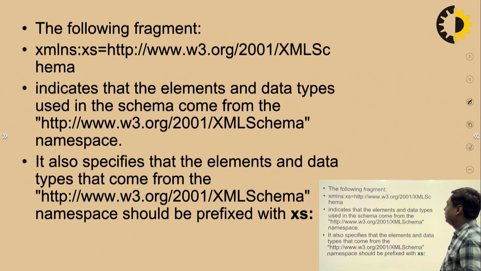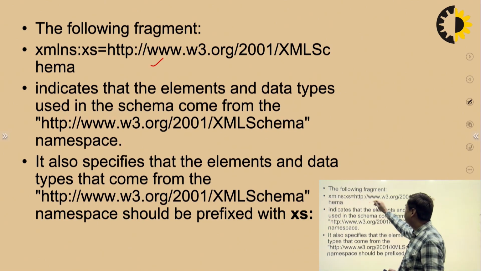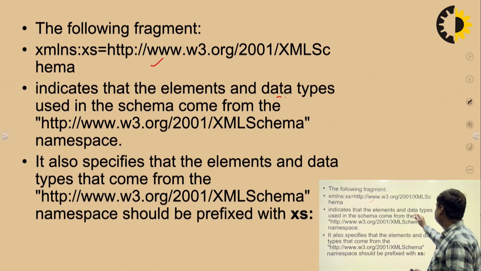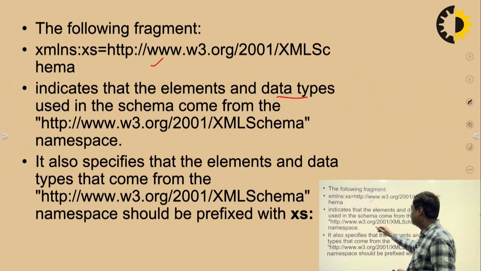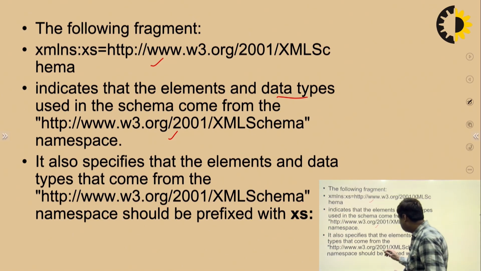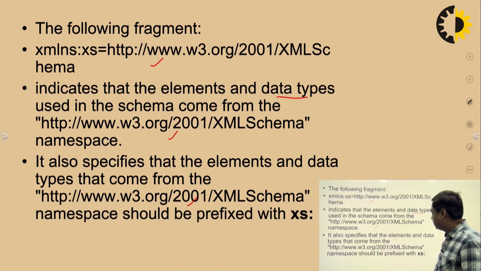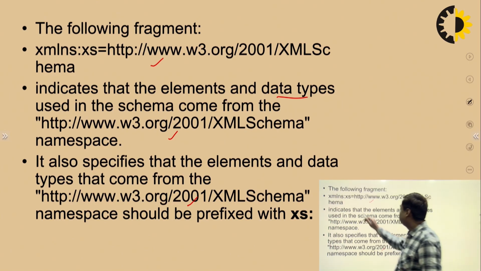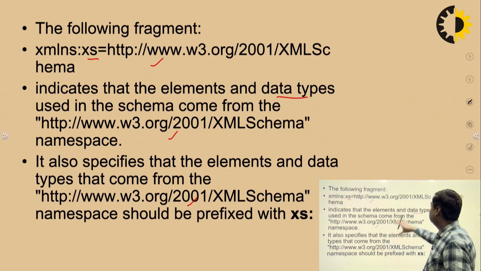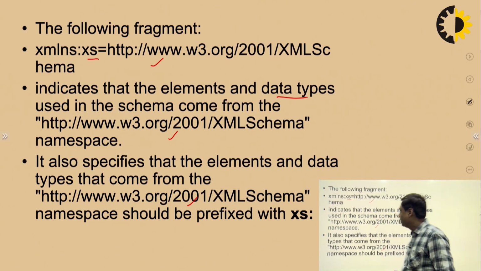A little bit of explanation. XML NS defines the namespace reference string. It indicates that the elements and data types used in the schema come from this reference namespace. So whenever you are referring to elements and data from this reference string, you have to prefix something. Here we have prefixed xs. You can give any other name. So any element and data coming from this reference will be referred to by the string xs.